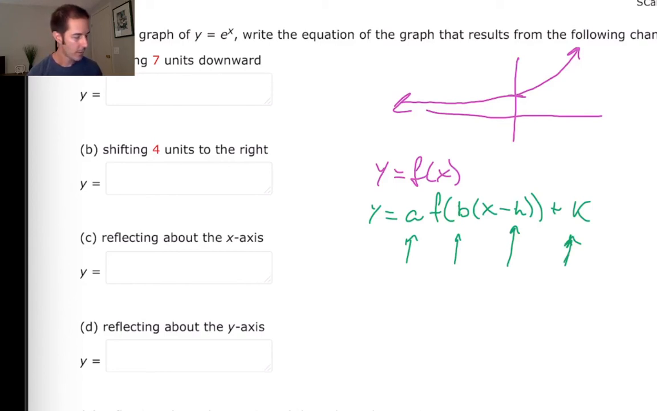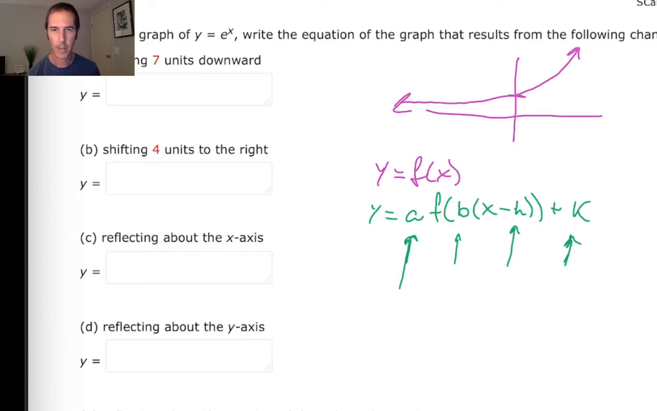I'm not sure if I said this because I'm really just doing all of this off the top of my head. I haven't even looked through this homework assignment more than once. And so let me just say one more time. If your a value is negative, if the multiplier outside your function is negative, and we saw this in the previous problem, it's going to cause a vertical reflection.